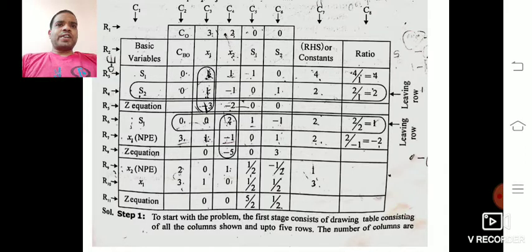Please check it, R7 x1 NPE. In the C2 column we write 3 because the x1 coefficient in the objective function is 3. For the C3 column we apply the formula, old equation element divided by key element. The old equation element is 1, and the key element, the intersection of the entry column and leaving row, is 1. The old element, see the R3 row, the x1 is 1, so 1 divided by 1 is 1.